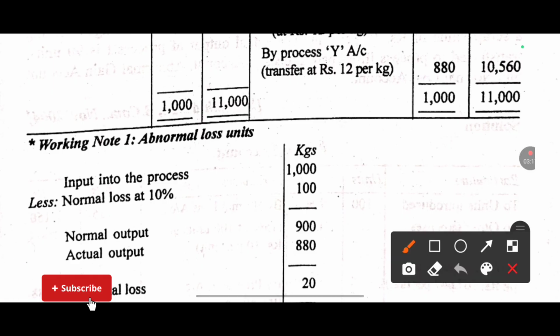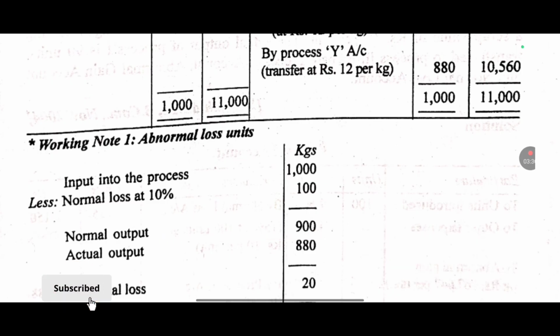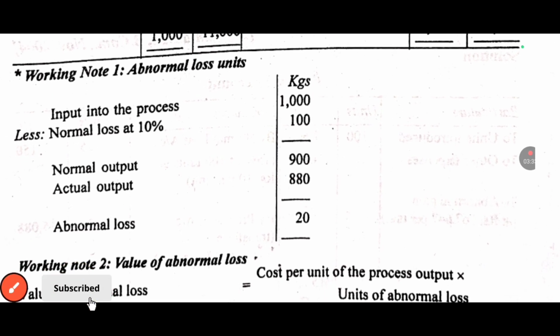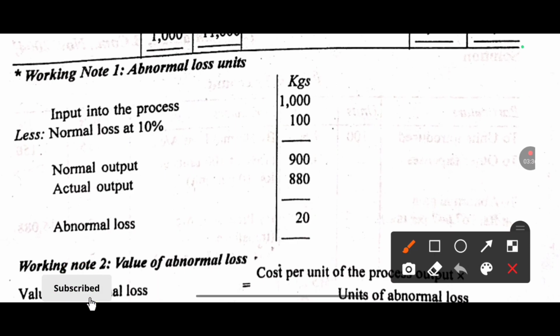Then the normal loss is subtracted from 1000 kilos. After subtracting 100 kilos from 1000 kilos, you get the normal output of 900 kilos. As per the format, the normal output is always compared with the actual output. How much actual output do we have in the question? 880 kilos. The difference between 900 and 880 kilos is 20 kilos.